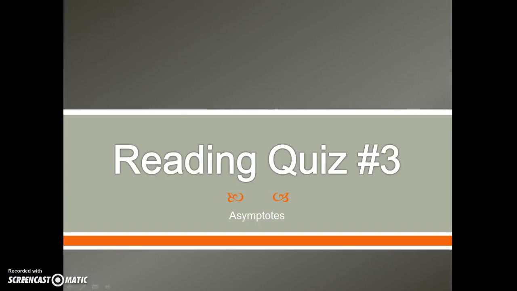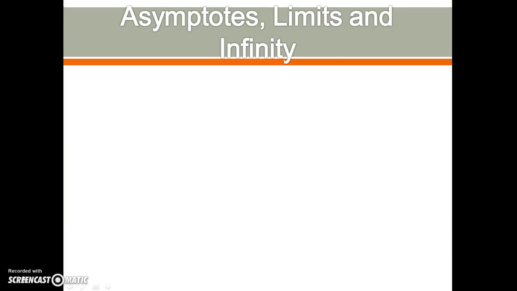Welcome to reading quiz number 3. This reading quiz is a short one. It's all about asymptotes, and particularly how asymptotes relate to limits at infinity.